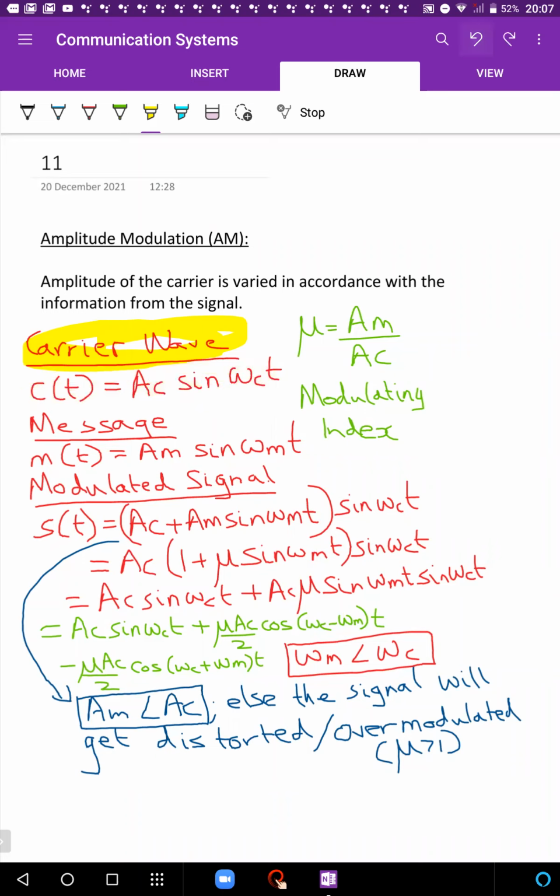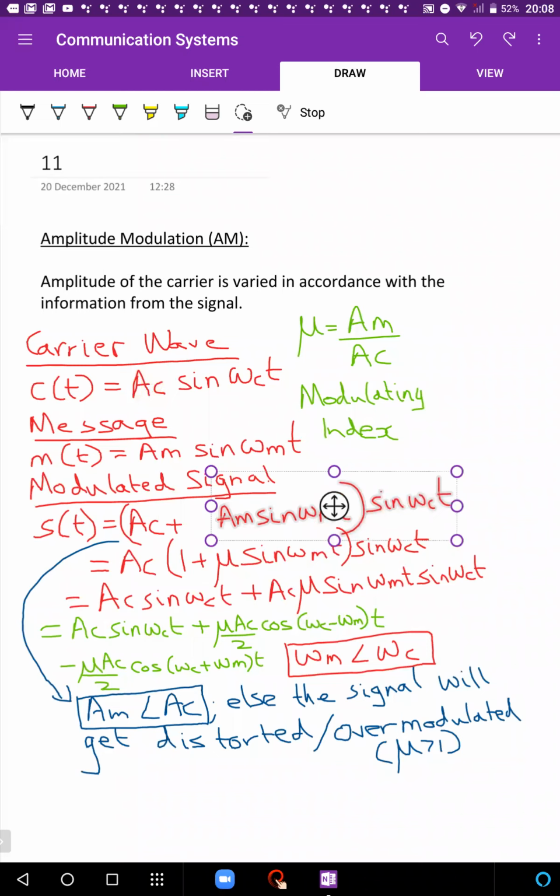अब कैसे सुपरपोज करेंगे? तो AM में क्या होता है, कैरियर का एम्पलीट्यूड को हम मैसेज सिग्नल के हिसाब से वेरी करेंगे. तो कैरियर का जो एम्पलीट्यूड A_C होना चाहिए था, हम उसको A_C plus, I've missed the term, I'll just add that term, A_C plus A_M sin omega_M t.